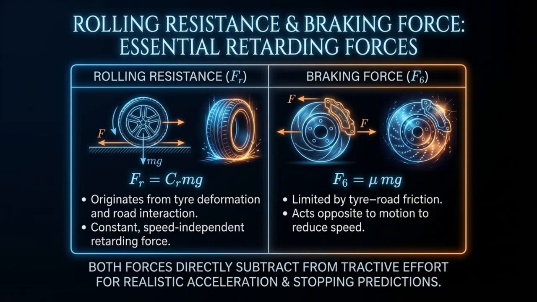The braking force, FB, is generated by the braking system and acts opposite to the direction of motion. This force is limited by tire road friction and is given by the expression FB equals mu times m times g. There is no direct mathematical relationship between the rolling resistance coefficient, CRR, and the road grip, mu. However, tires designed for higher grip usually have higher rolling resistance because increased tire deformation leads to greater energy losses.